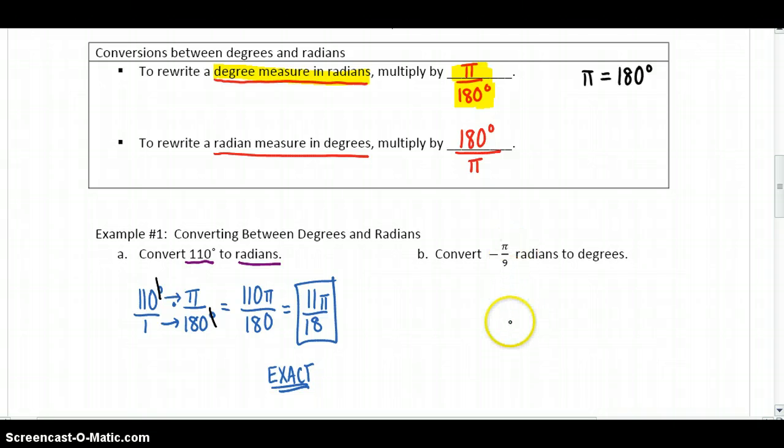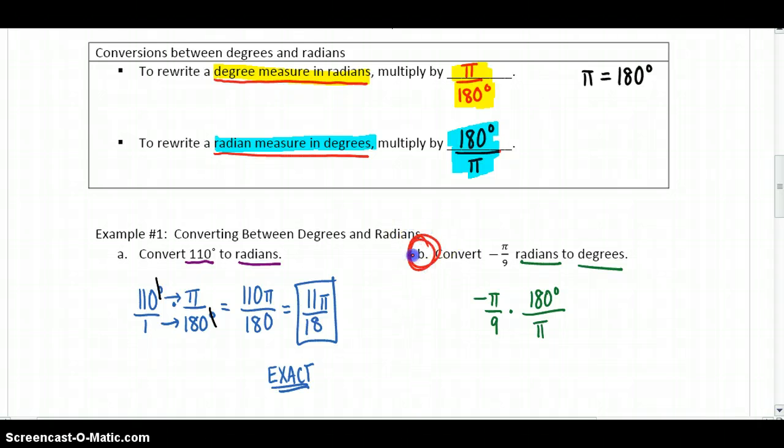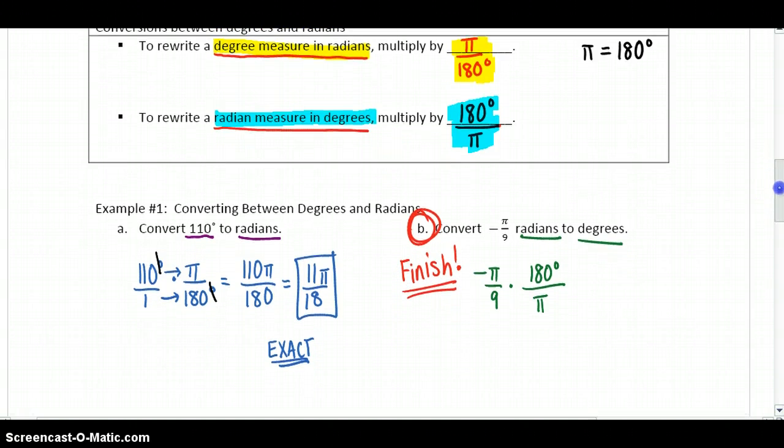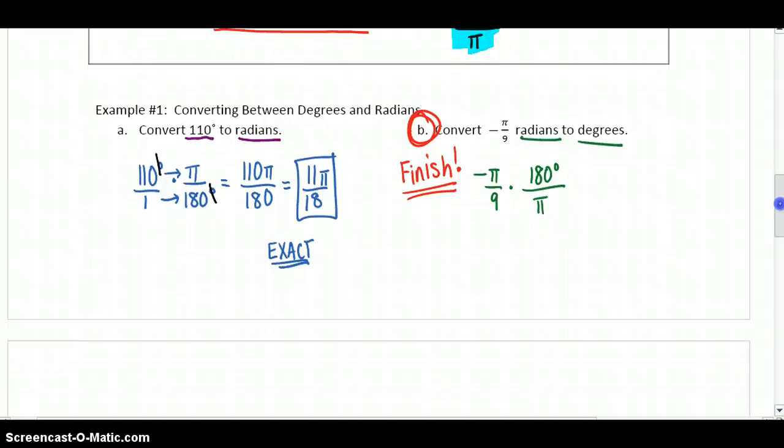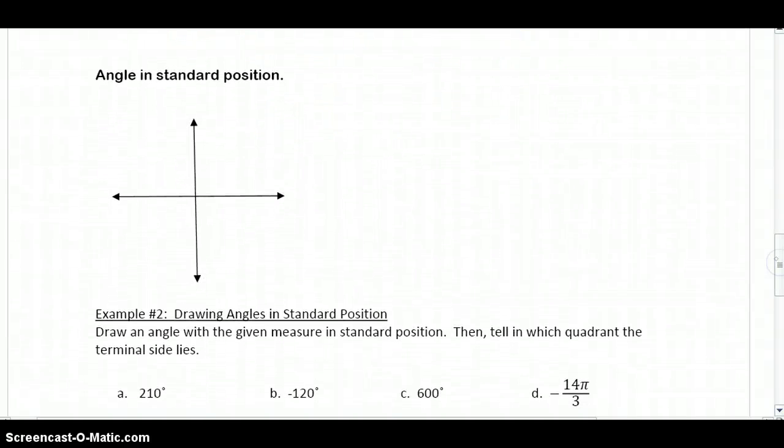Alright, to convert negative pi over 9 radians into degrees, multiply by the other way. So negative pi divided by 9 times 180 degrees divided by pi. Let's see if you can finish that one on your own. I'm leaving you with the easy part right there because I know you guys can handle that. Bring your answer to class tomorrow or whenever you have class next. Okay, then let's keep moving on.